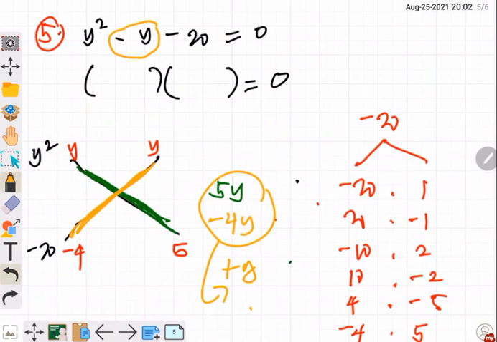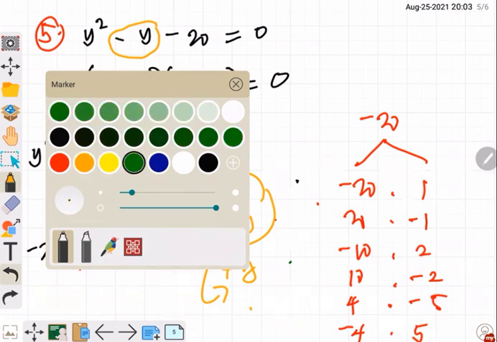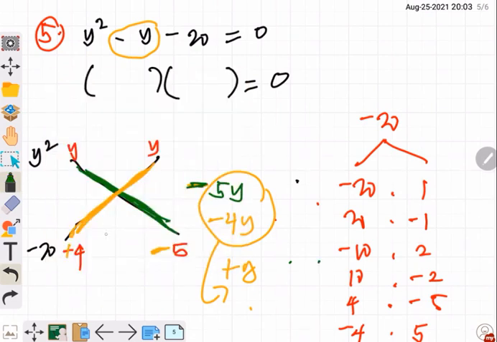We need to switch the sign. This becomes positive and this becomes negative. Okay? So cross multiply again, y times negative 5, that is negative 5y. Let me just highlight it again, negative 5y. Then 4 times y is positive 4y. So negative 5y and positive 4y, that gives you negative y. Okay? So that means our factors now are correct.